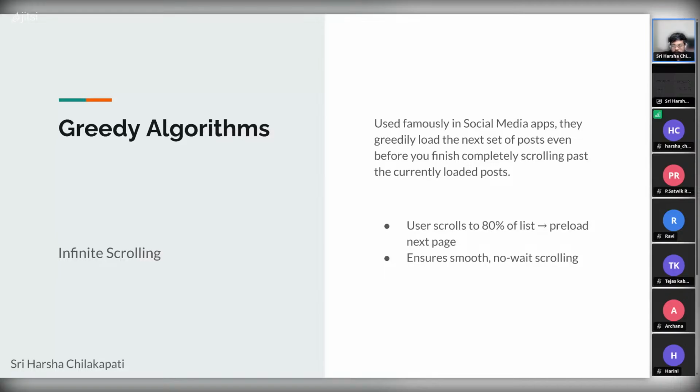Because any social media app doesn't want to lose the attention span of users. So they will load the next posts that are supposed to come in the background. So it will be easier for the users. So it is another example of a greedy algorithm.